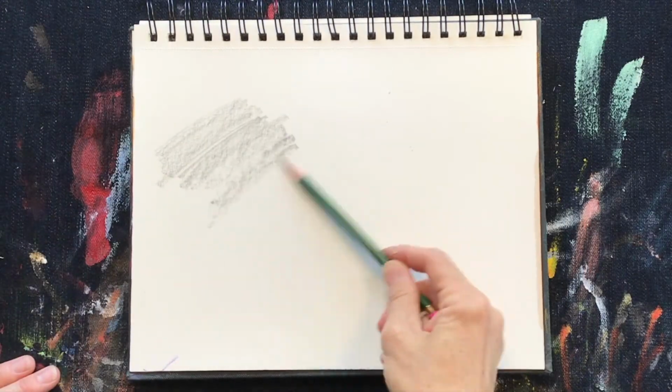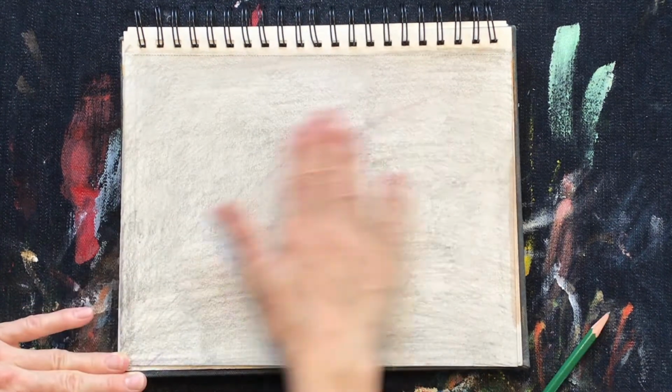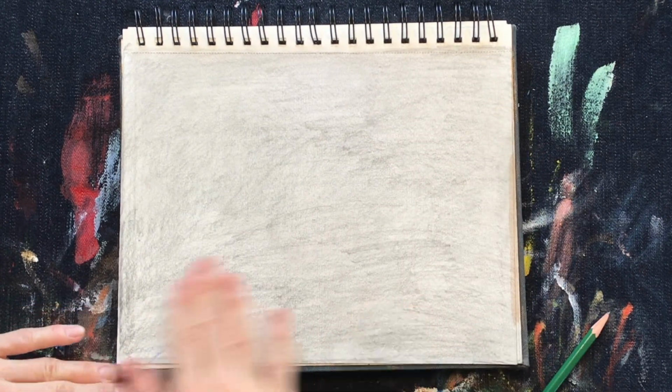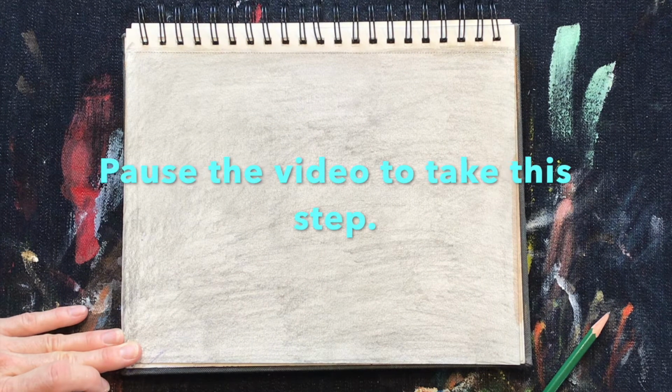All right, so first step is you're going to create a tone over your entire piece of paper. You achieve this by using the side of your pencil to shade and then your hands to smear it so it makes it more even. Please pause the video to take this step.